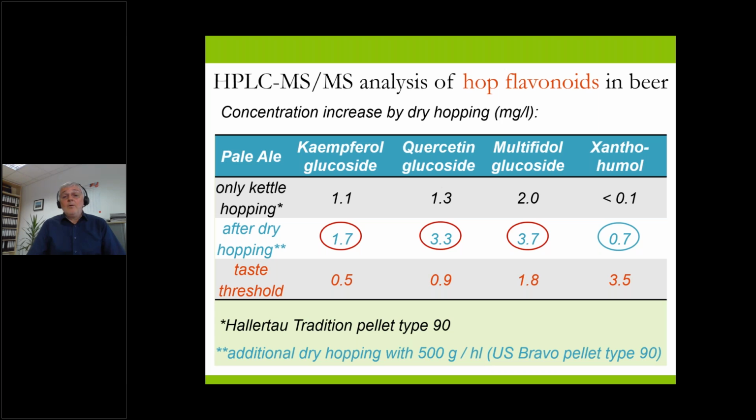Remember, in the stout we had a concentration of 8.6 milligram per liter, and therefore for the stout it would be a key bitter compound. So therefore it makes sense to analyze these compounds in dry hop beers as well.